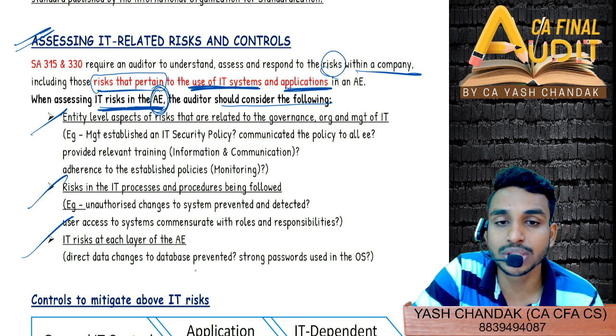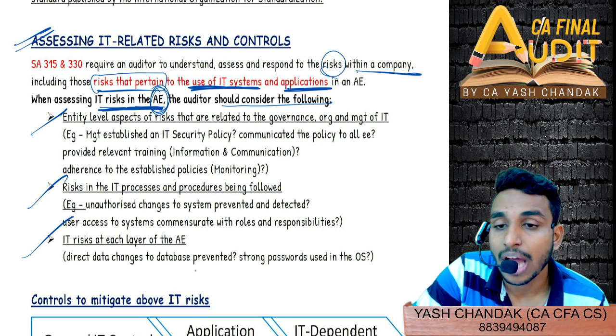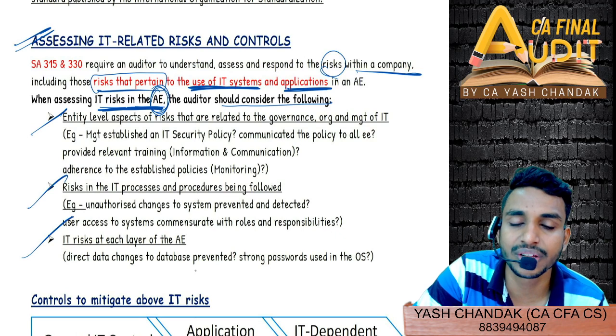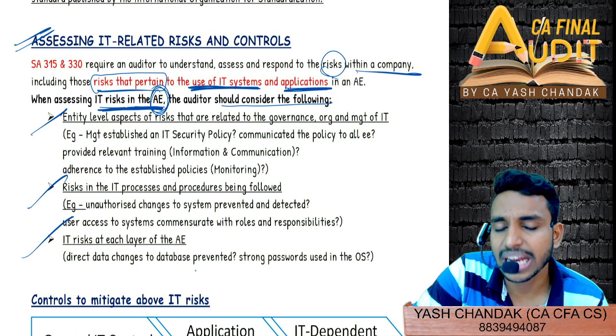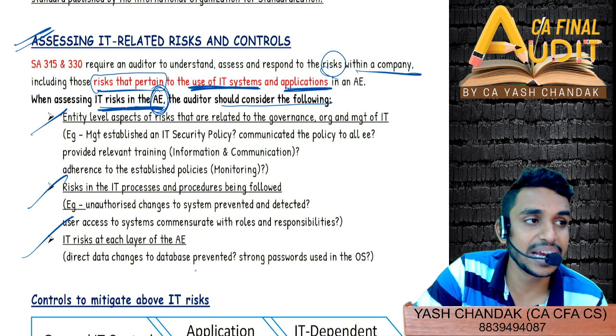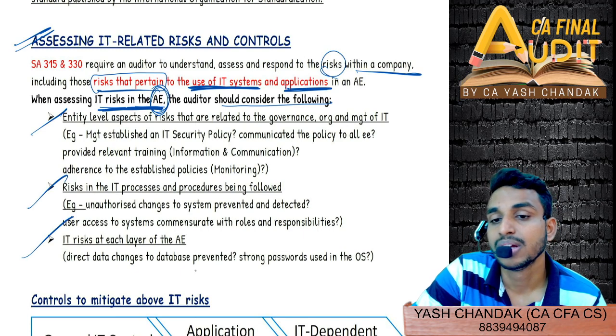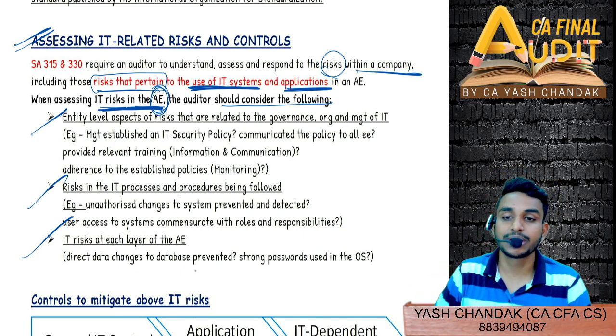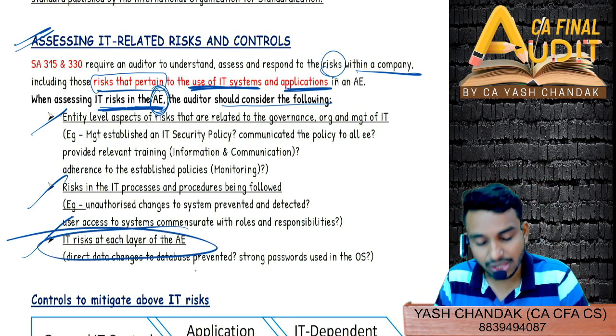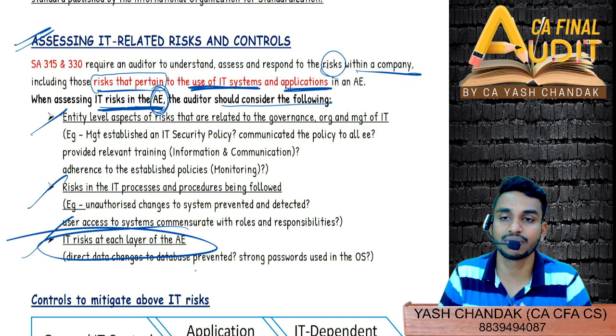Like Puja told us what the layers of each and every automated environment are: hardware, software, network, storage devices, network devices, LAN, WAN, VPN, right? Then physical and environmental aspects of the controls, database, software, operating system. These are all my layers of automated environment. So there also I have to consider these risks in the layers of automated environment.